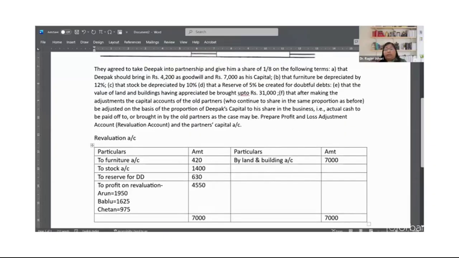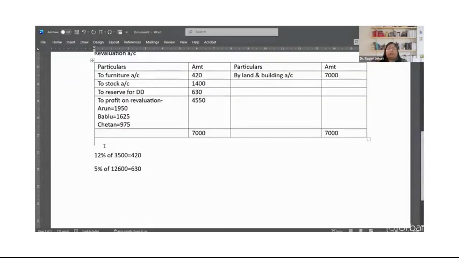Now, what else needs to be done in this question? So now we need to make the partners capital account here. Very quickly, we can make the partners capital account as well here. Since partners capital account we have already covered in my last videos, you can go there and check and do it accordingly.